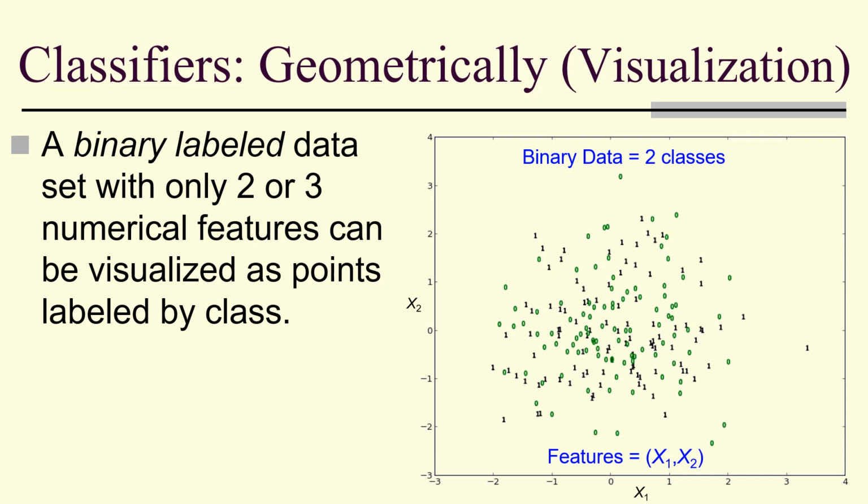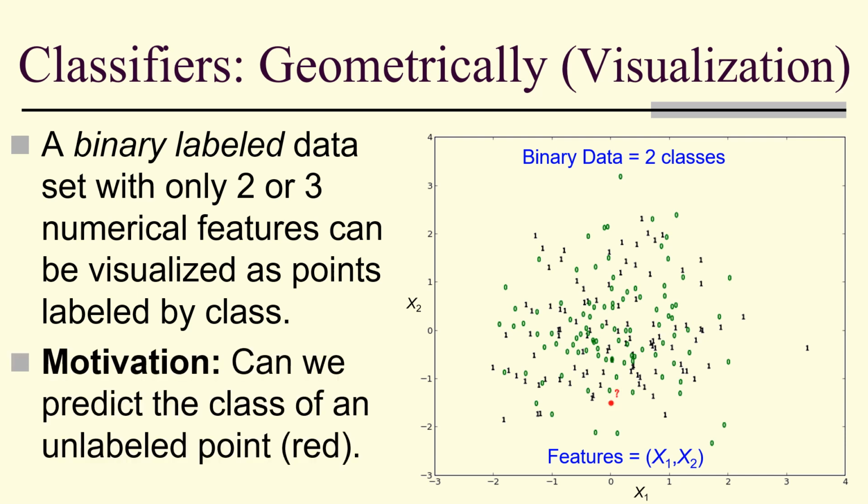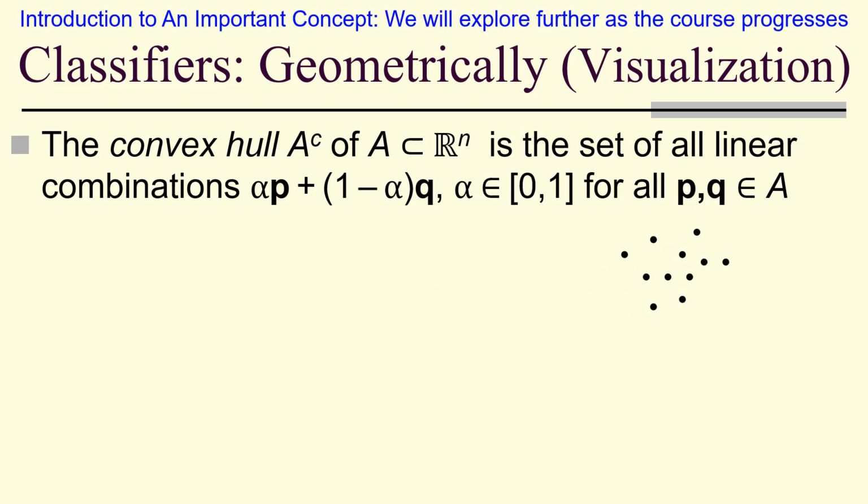Geometrically, we can visualize a classifier as binary labeled data with only two numerical features as points in 3D. And then given an unlabeled point, we can ask, well, what should I put there, a 0 or a 1? Now, in order to do this, there is another important concept which we introduce here. I don't expect you to know it in detail, but we will develop it in detail as the course goes along.